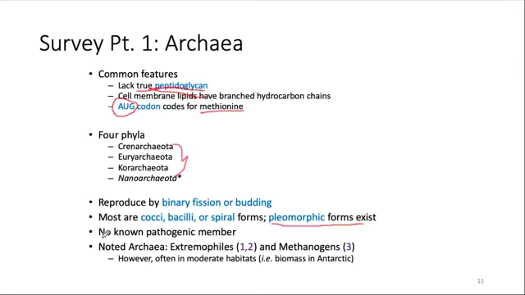There are no known pathogenic members of this group, so they are not known to be causing any diseases as of now. So some noted group members that we'll look at are grouped based on the environment that they exist in, or based on the products that they produce. So we have extremophiles, and then we have the methanogens.